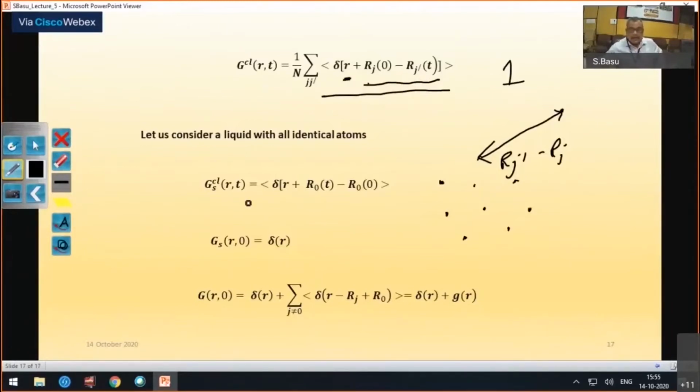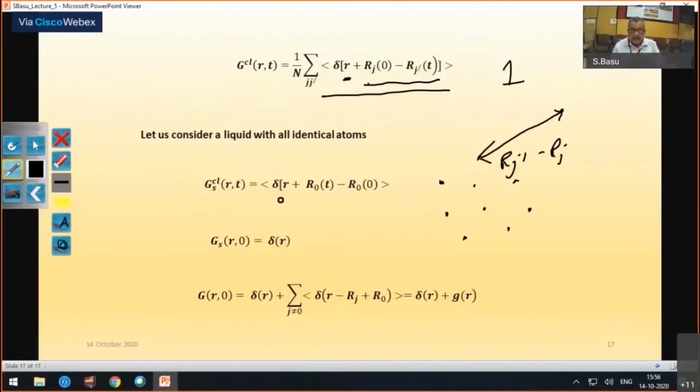So I'll just take a simple example. Let us take the case of a liquid, because things become very obvious and clear to understand. One is that when I talk about time t equal to 0, then the self correlation function is a delta function. That means a particle at t equal to 0 is correlated only with itself.